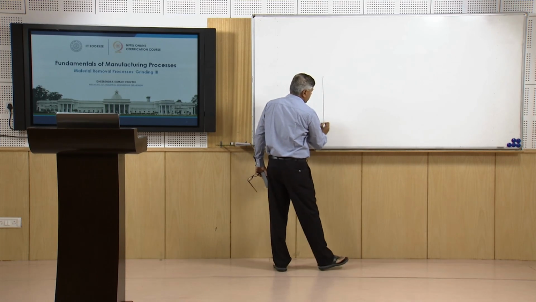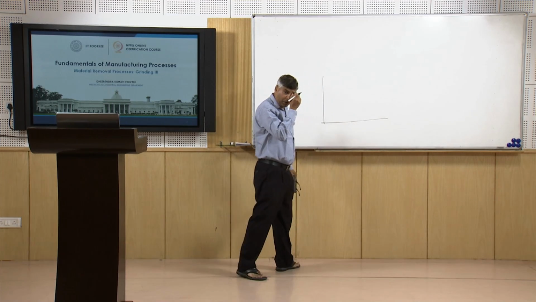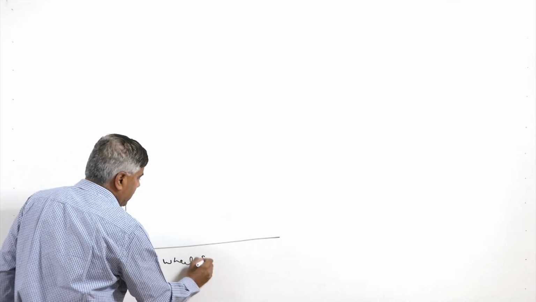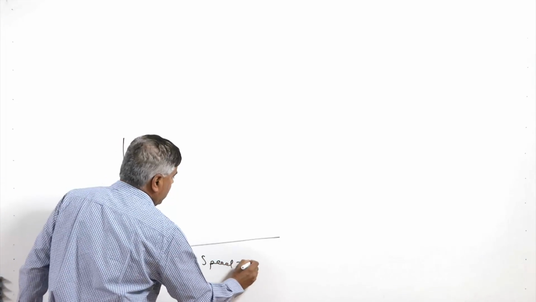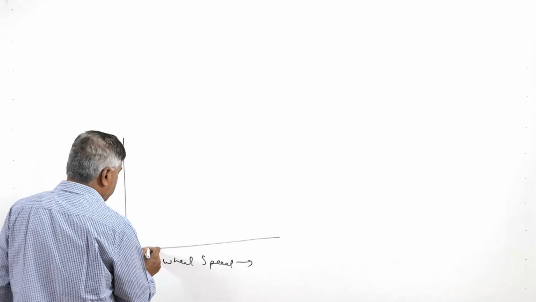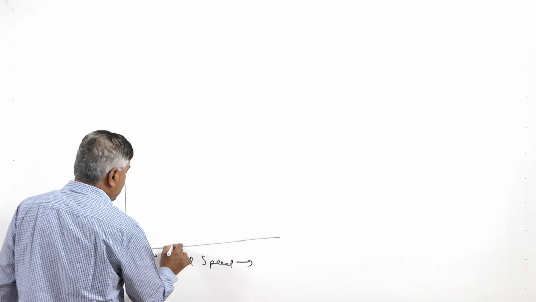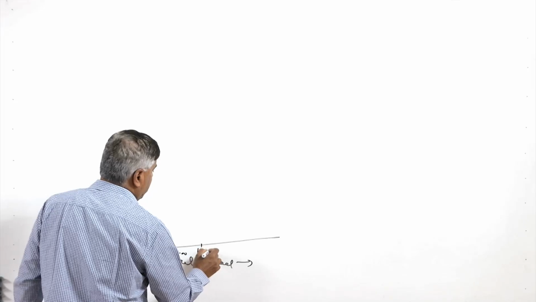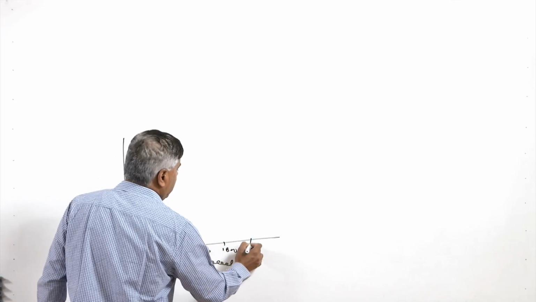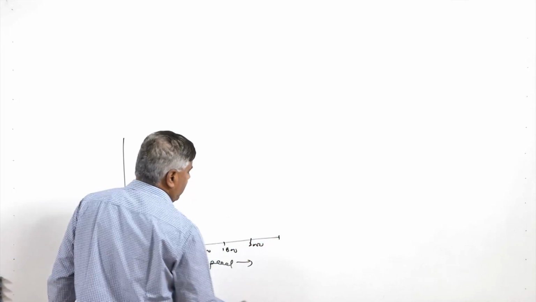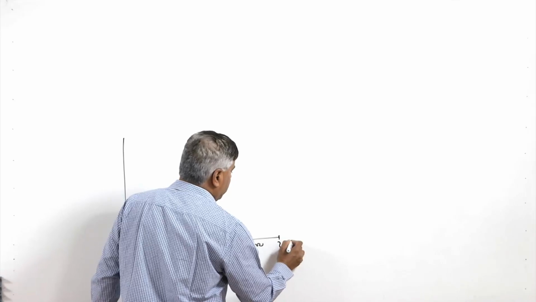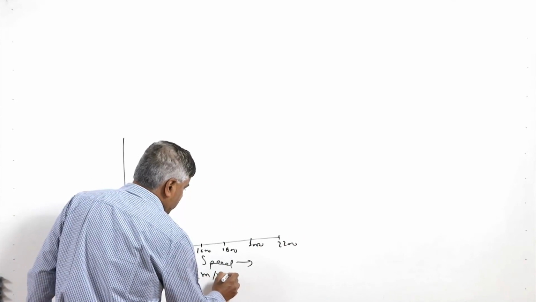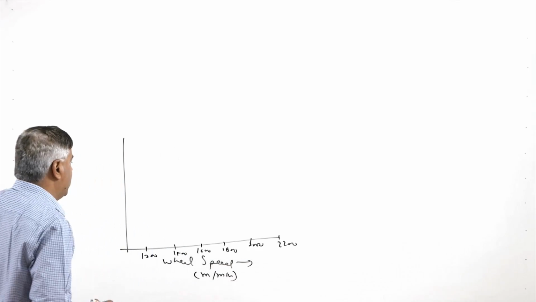You will see one plot where the x axis is the wheel speed, normally say 1200, 1400, 1600, 1800, 2000, 2200 and so on, the speed of the wheel surface in meters per minute.